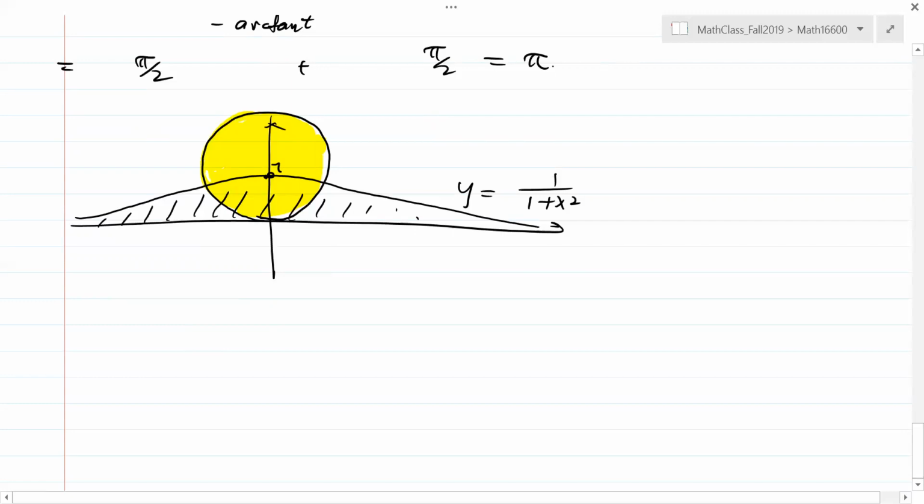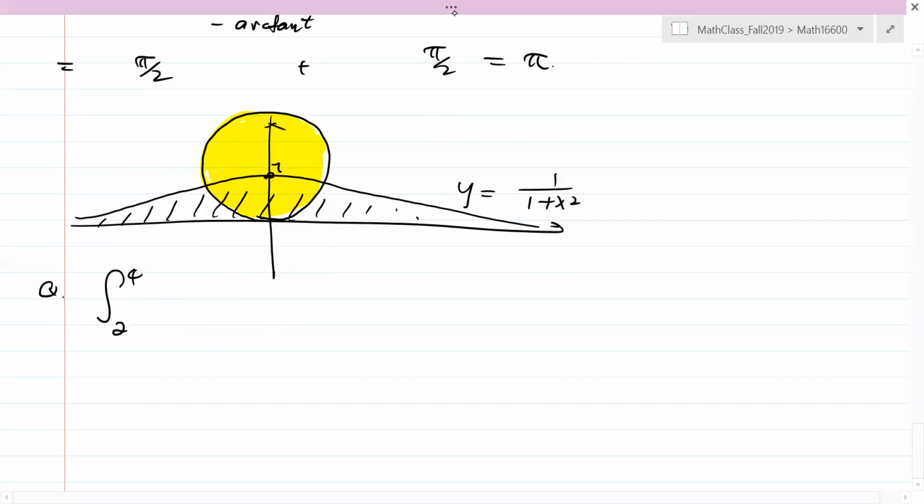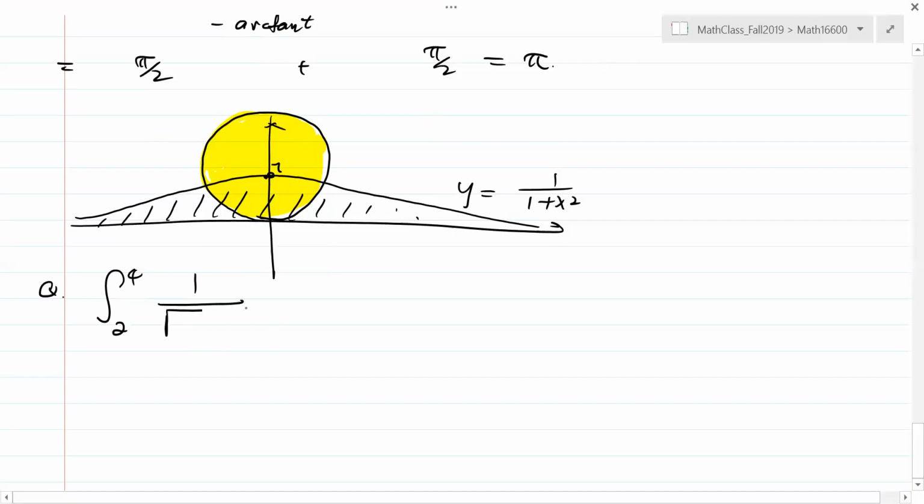All right, now let's look at the next problem. Determine whether this is finite, and if it's finite, what is the value? Now, how do you know this is finite? How do I know this is finite?